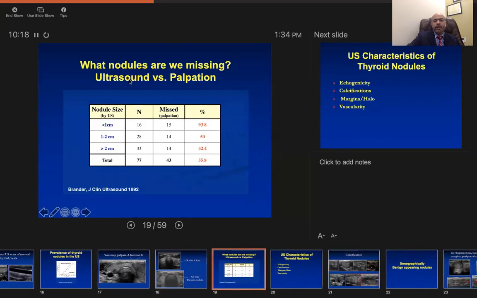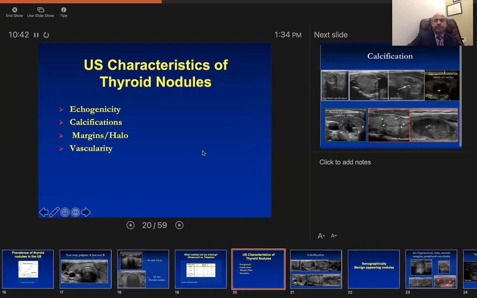Upon palpation, what are the percentages of the thyroid nodules that are missed? It depends on their size. Less than 1 centimeter, 93% are missed. 1 to 2 centimeters, half of them are missed on palpation. Over 2 centimeters, 42% of them are missed. So about 50% of the thyroid nodules are missed.